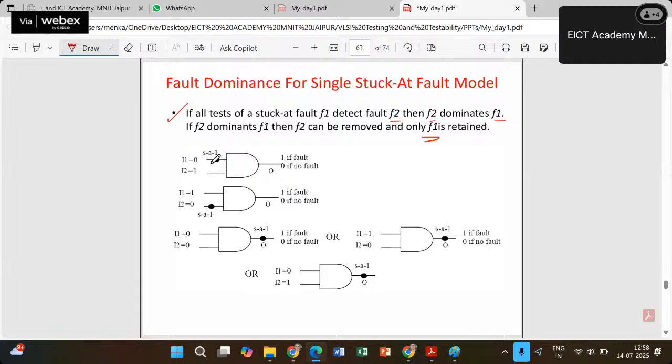So let's take the example of a 2 input AND gate. Here we have taken the example of stuck-at 1 faults. This is stuck-at 1, and stuck-at 1. What input test vector is needed? In order to detect the stuck-at 1 over here, I need 0, 1. Here I need 1, 0. Here I need 0, 0. Along with 0, 0, I can also have 1, 0 or 0, 1. So it means this output fault F2, stuck-at 1, dominates this fault and this fault as well, because this is a superset.